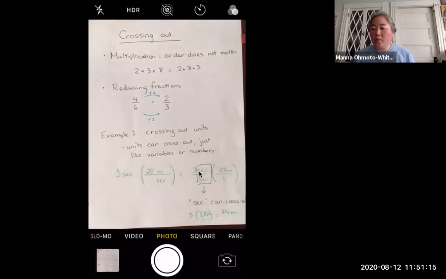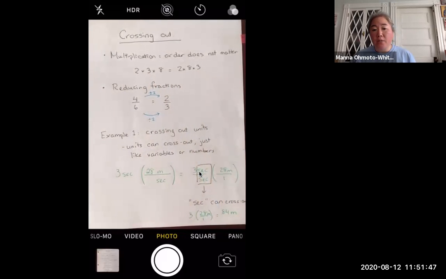Today's video is going to be on crossing out. So crossing out is fractions, but we use it quite a bit in our units in trying to figure out dimensional analysis. So it's really important that you understand the concept of it. So at the basis of it, we have to remember that in multiplication, the order does not matter. So 2 times 3 times 8 is the same thing as saying 2 times 8 times 3. My final product is not going to depend on which order I multiply these numbers.